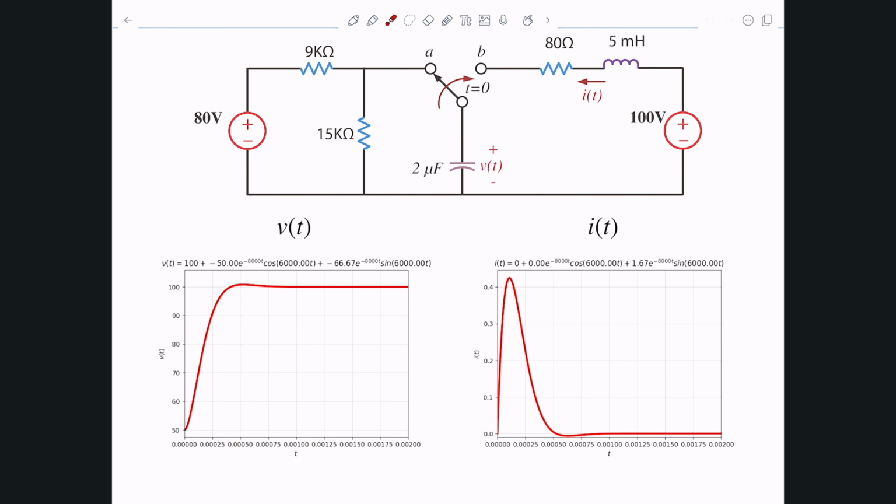Look at the time in here. Now, these are all in seconds, by the way. So 0.02 or 2 milliseconds or so. Basically at, let's say, even less than 1 millisecond, we are at the final voltage, which is 100.